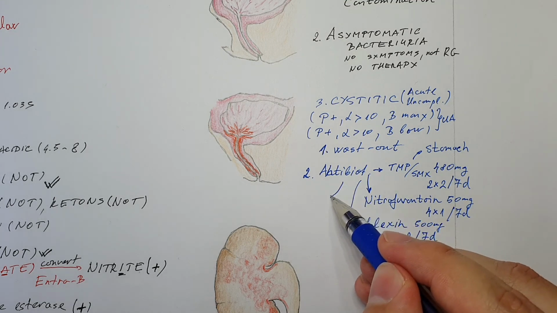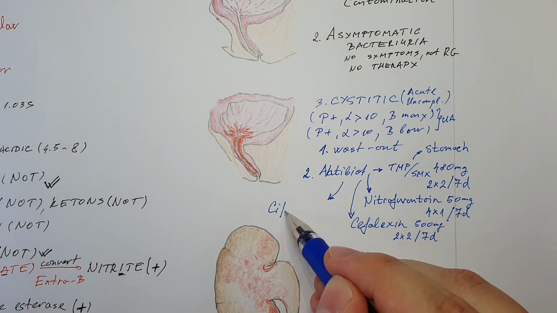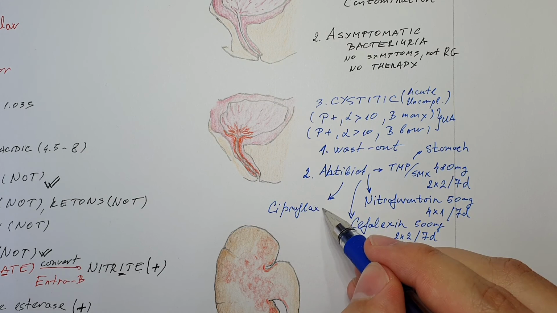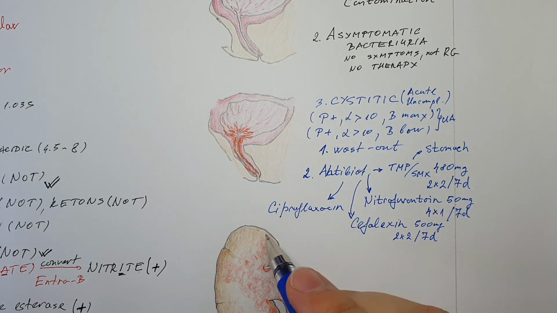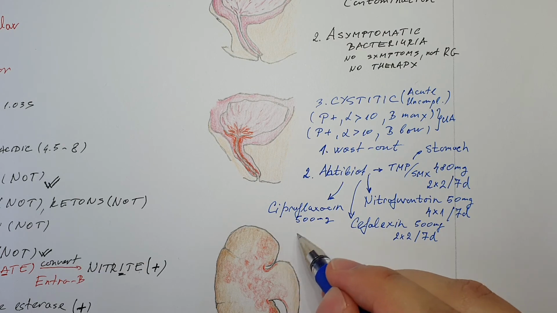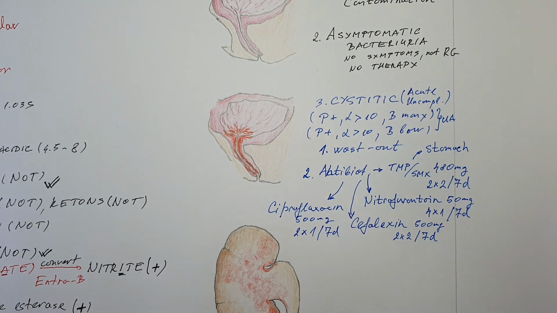Then another possibility would be ciprofloxacin. Ciprofloxacin, also 500 milligrams, 1 tablet 2 times a day for 7 days. So all of these treatments have proven themselves in the therapy of cystitis.